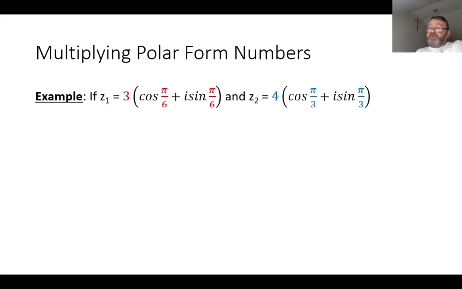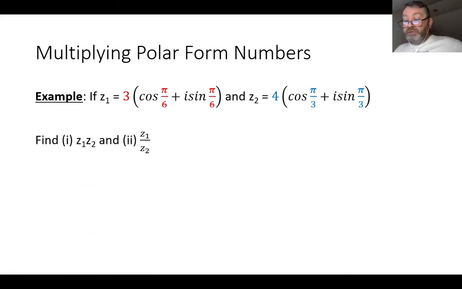If Z1 equals 3 times cos pi over 6 plus i times sin pi over 6, and Z2 is 4 times cos pi over 3 plus i times sin pi over 3, what do they want you to do? They want you to multiply the two and divide the two. So let me go through this with you, then I'll give you some to do yourselves. First of all, multiplying Z1 and Z2. What do they tell you to do? Multiply the moduli and add the arguments.